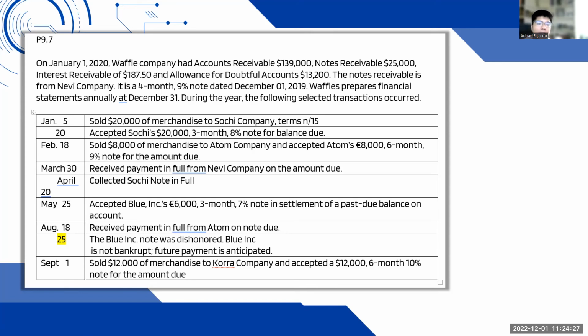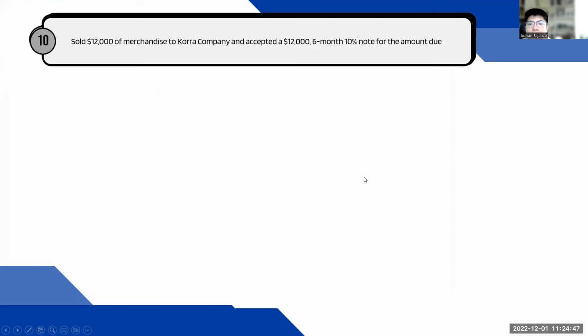Kasi ako, I'm the type of person na nalilito pag paiba-iba yung company. So, this is one way of solving. I can show you another way through Excel, but in this particular scenario, I will go through it per company. So, step one.